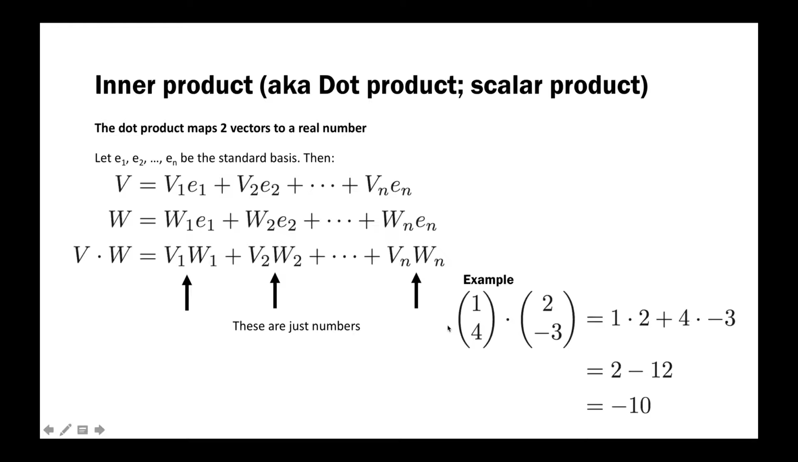Let's do an example. Here in R2 I have two vectors, 1, 4, and 2, minus 3. The dot product is obtained by taking the first component of the first one times the first component of the second one, so 1 times 2, and adding to it the second component of the first one, 4, times the second component of the second one, minus 3. So I get 1 times 2 plus 4 times minus 3, which is 2 minus 12, which gives me negative 10. So that's how the dot product works.